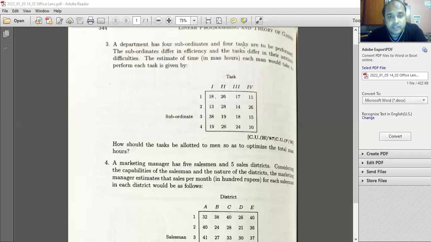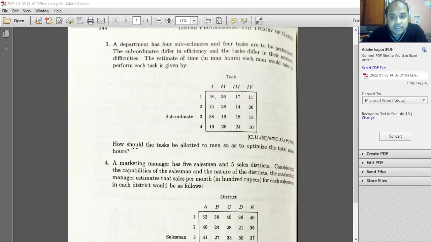What is written? A department has 4 subordinates and 4 tasks are to be performed. The subordinates differ in efficiency and the tasks differ in their intrinsic difficulties. The estimate of time in man hours each man would take to perform each task is given by the table. The row headings are subordinate names, task headings are given by Roman characters, and these values are the times in man hours.